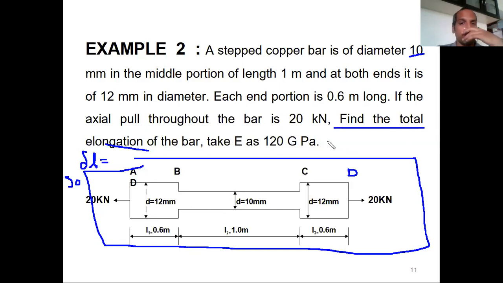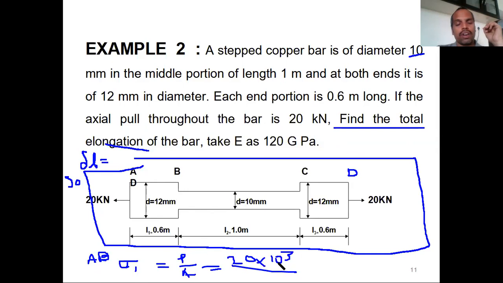Another part: how to calculate the stress in the AB part. For AB, stress is equal to how much? Stress is equal to load by area. What is the load? All the members are subjected to the same load. So 20 into 10 to the power of 3. This was in kilonewtons, and I have converted it into newtons, which is 10 to the power of 3. So divide by the area. What is the area?